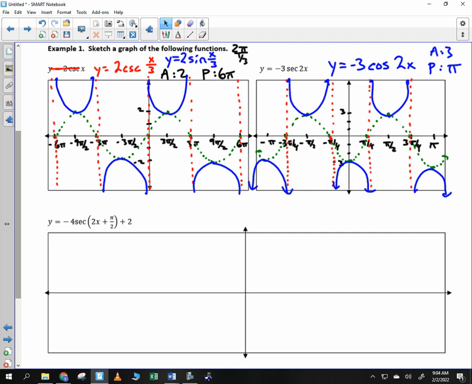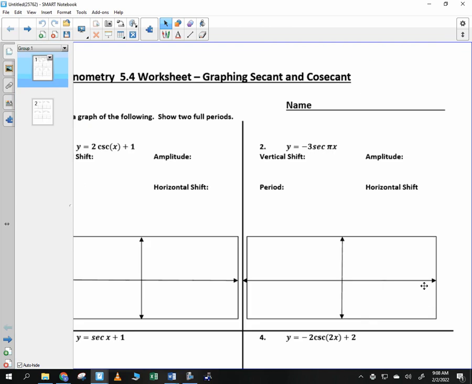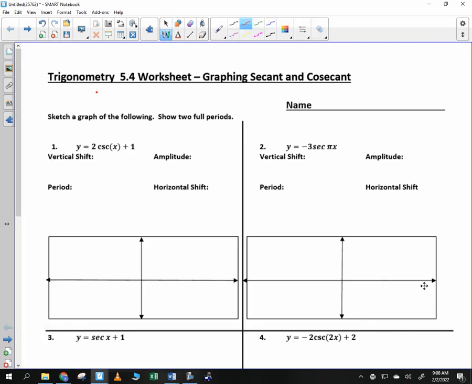Okay, we're not going to do the last example. It's for a different time. I'm going to hand you your worksheet, and we need to make some changes to your worksheet. Everybody ready? We don't want to do vertical shifts and horizontal shifts. So therefore, this will be y is equal to 2 cosecant of x. No vertical shift, no horizontal shift.